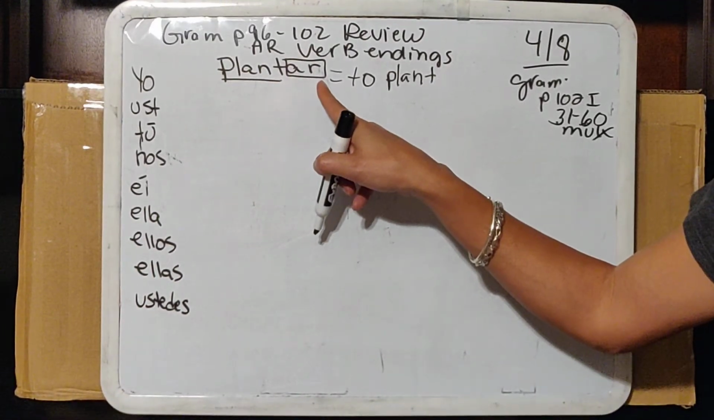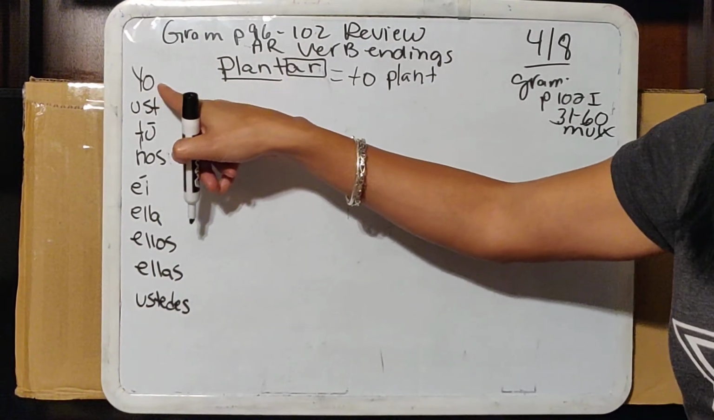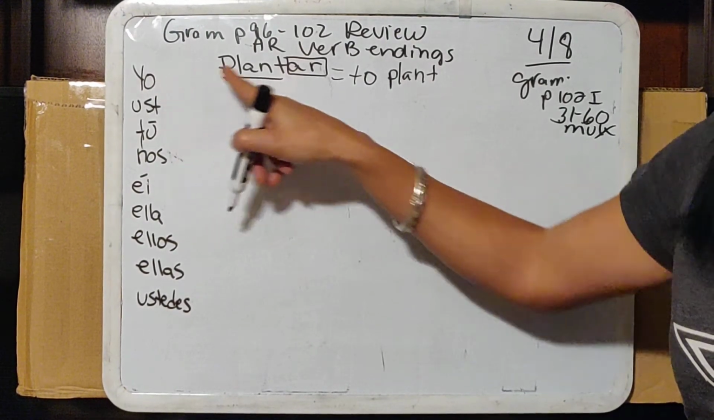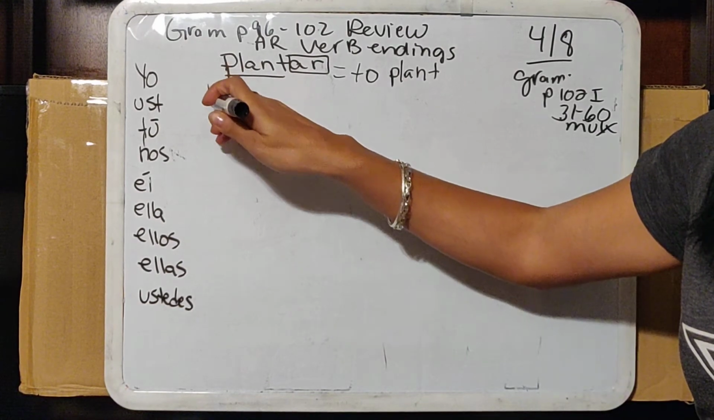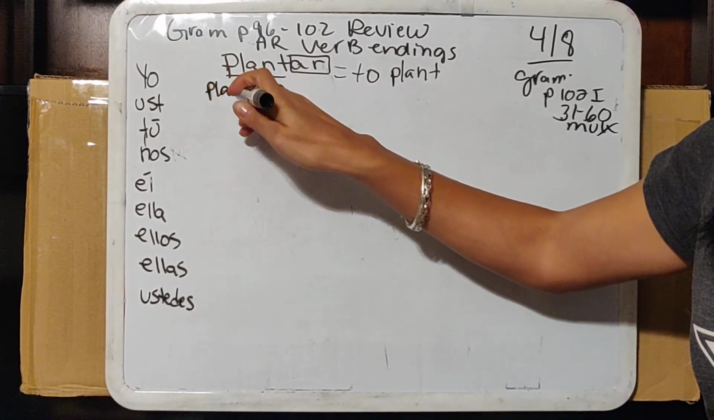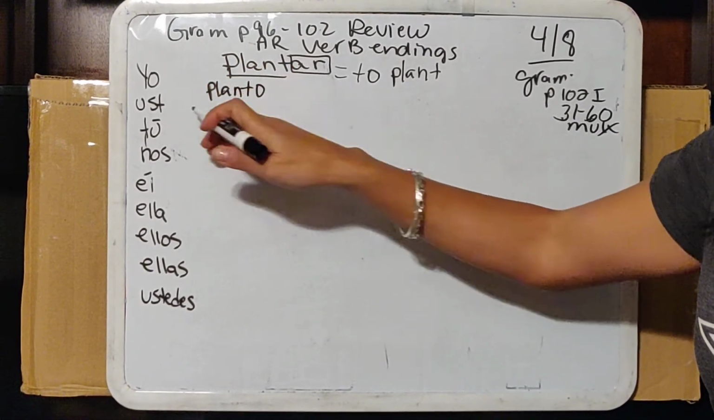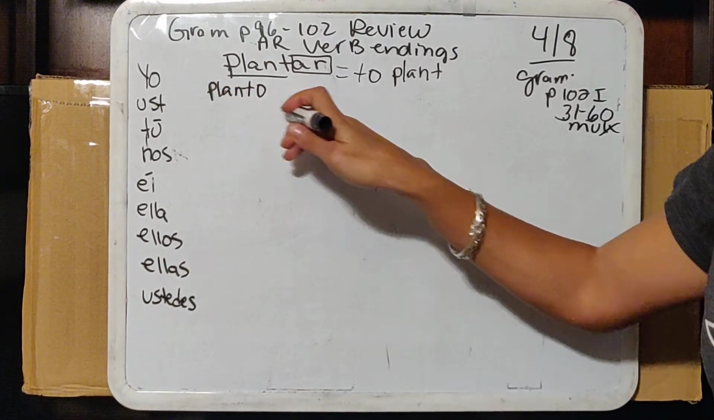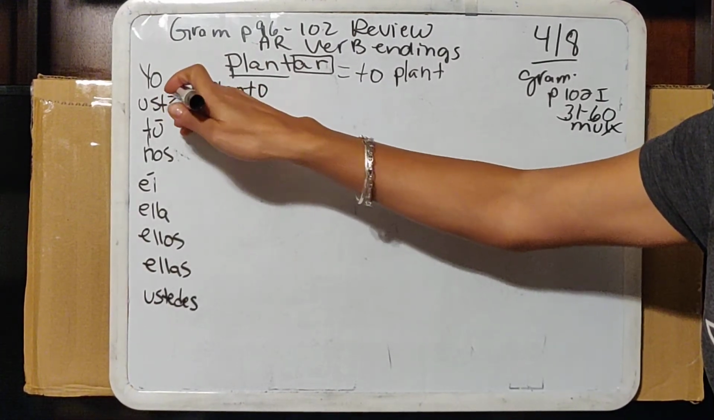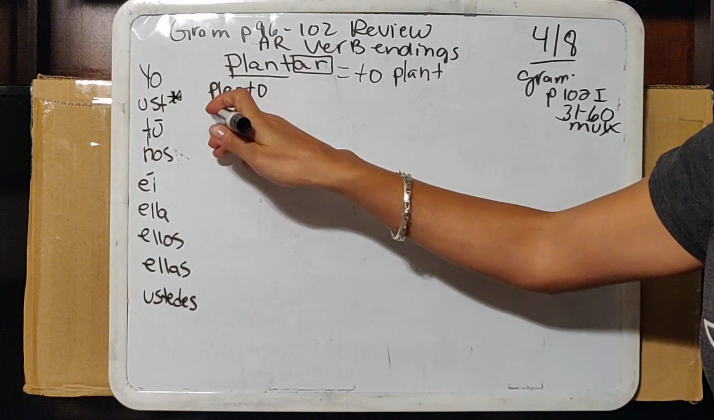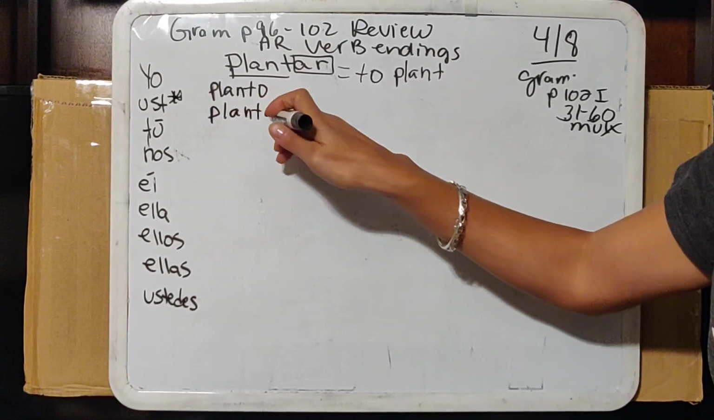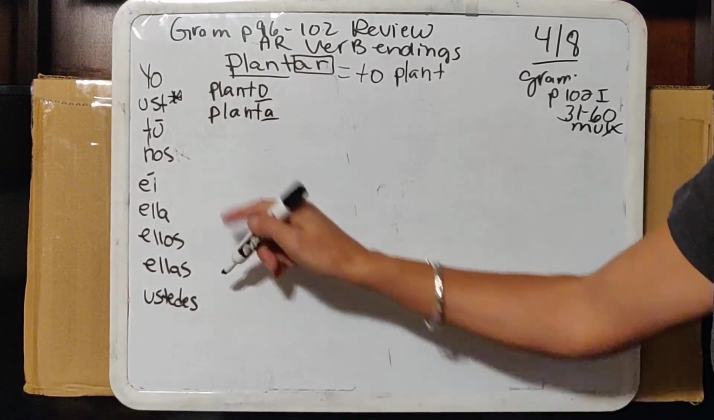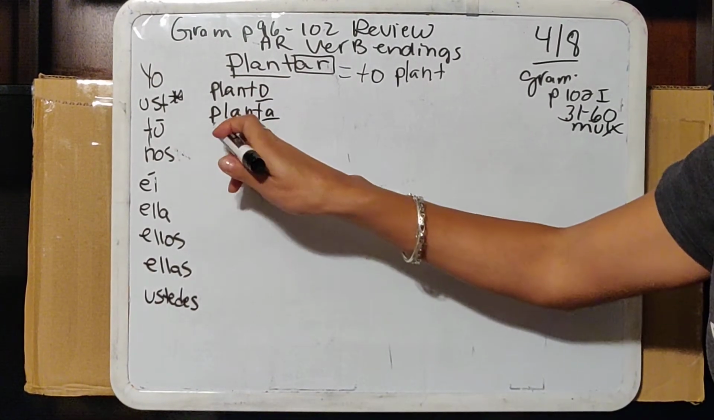The AR changes. Last week we studied and learned that the yo, the subject yo, has an O ending. So if I wanted to say I plant, I would say yo planto. Okay? And we learned that usted, which we said was singular, so I'll put a little star here, is usted planta. So it has an A ending. Okay? So I'm only going to underline the endings. Tú, formal you, is going to be AS.